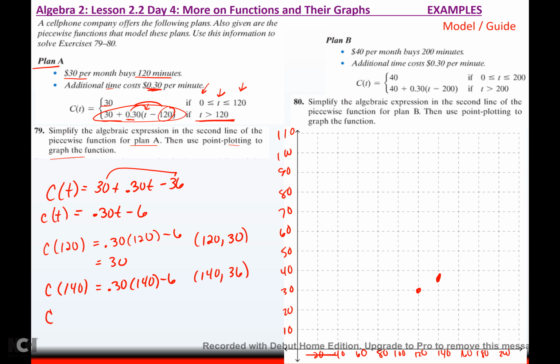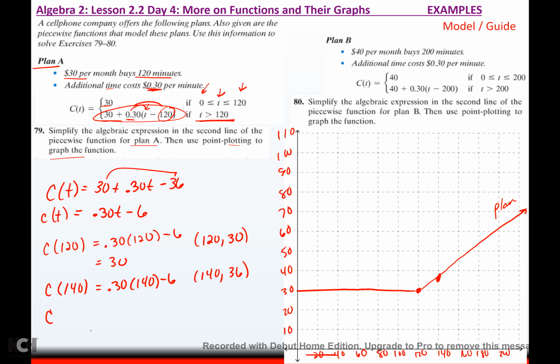Alright, and then, let's do C, well, it's a line. So all we need is 2 points. And a straight line. Okay, so there's plan A for everything over 120. Up until that point, you're just going to pay 30 bucks. Okay? So now let's do plan B, which I don't have any room to do.